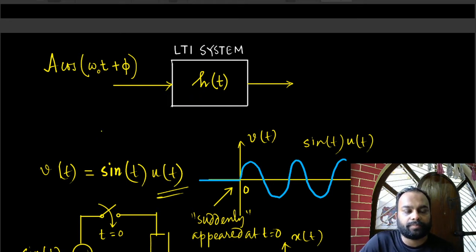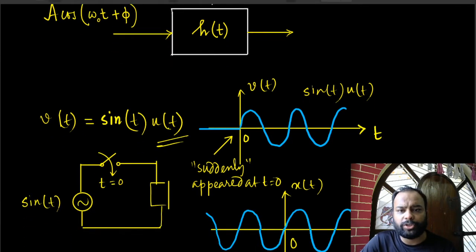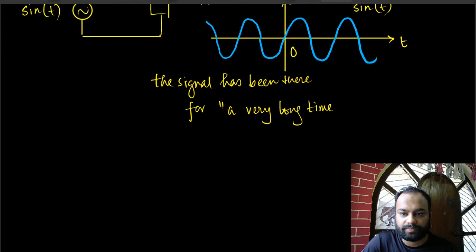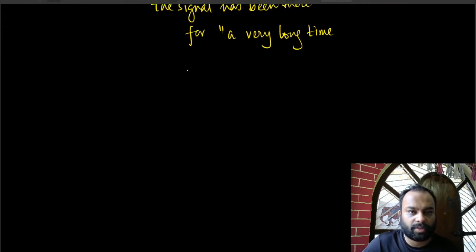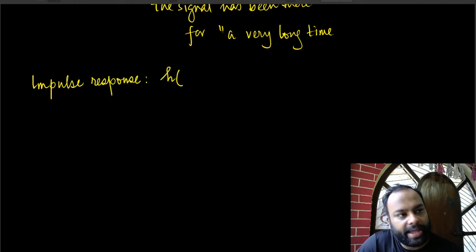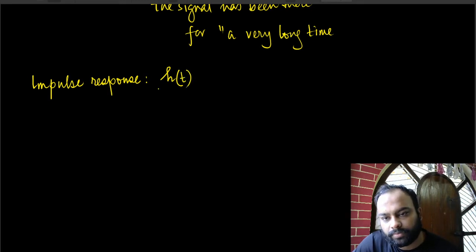Again, if you have any confusion so far, feel free to ask. All right, so with that said, the circuit has an impulse response of h(t) and input, and now this could be anything.